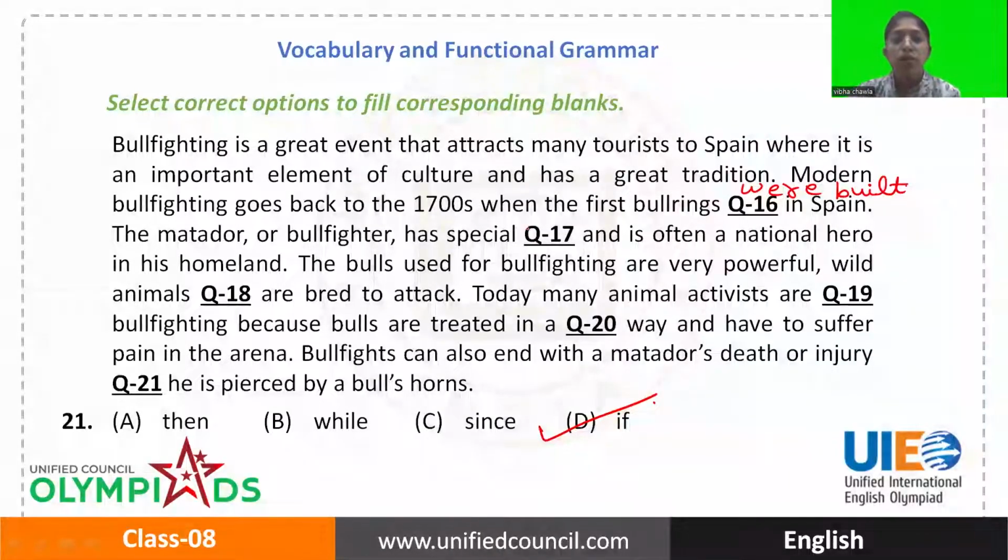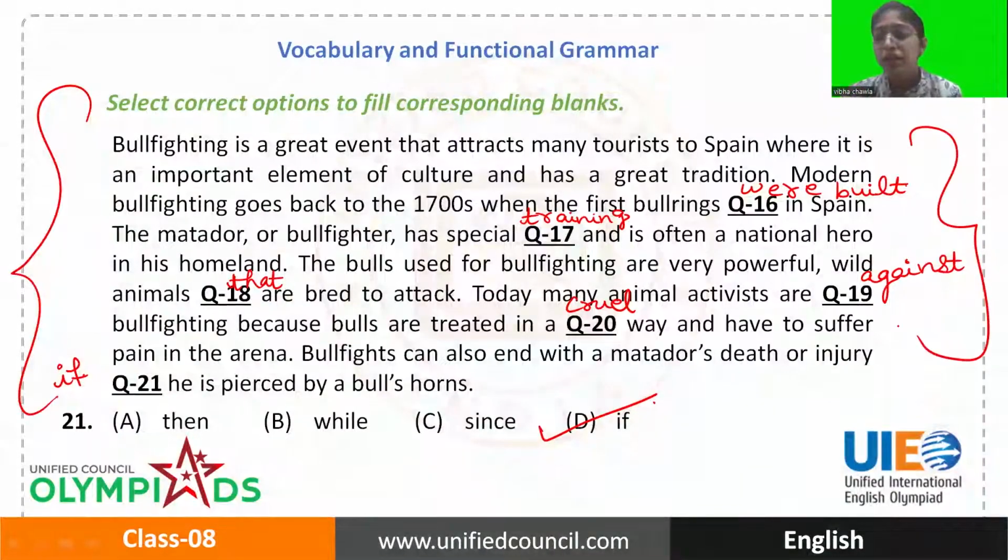The matador or bullfighter has special training and is often a national hero in his homeland. The bulls used for bullfighting are very powerful wild animals that are bred to attack. Today, many animal activists are against bullfighting because bulls are treated in a cruel way and have to suffer pain in the arena. Okay, bullfights can also end with a matador's death or injury if he is pierced by a bull's horn. So this was the passage about bullfighting, and we discussed the negative aspects also. Firstly, we talked about its positive aspects, then thereafter we discussed negative aspects as well.